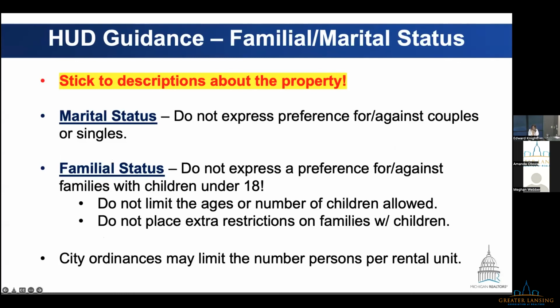Next slide. All right, so HUD also has guidance for familial status and marital status. And again, I think the key here is just sticking to descriptions about the property. Do not describe a potential occupant. For marital status, this one's pretty straightforward. You just don't want to express a preference for or against couples or for or against single individuals. So for example, I would avoid using the phrase bachelor pad, avoid using the phrase perfect for newlyweds or ideal for, you know, fill in the blank. Anytime you're saying perfect for or ideal for, there's a red flag.